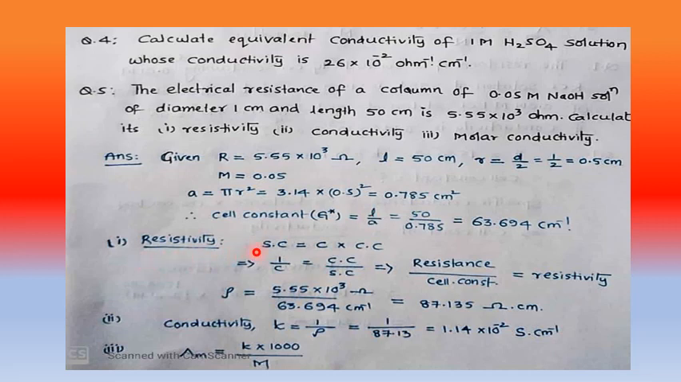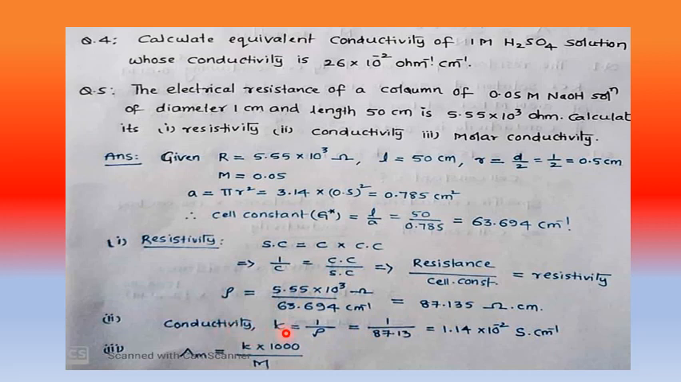Next, resistivity. We have the relation directly. Specific conductance equal to conductance into cell constant. We need resistivity. So 1 by conductance, or 1 by conductance, cell constant by specific conductance, equal to resistivity. Just try to arrange and you will get this relation, because 1 by specific conductance equal to specific resistance or resistivity. So finally I have substituted all the values. So what is the answer? 87.135 ohm centimeter.